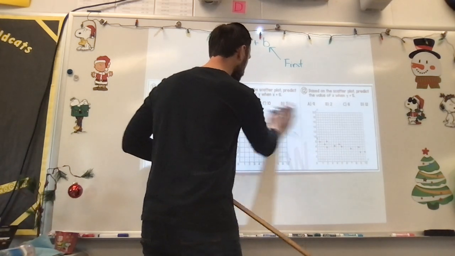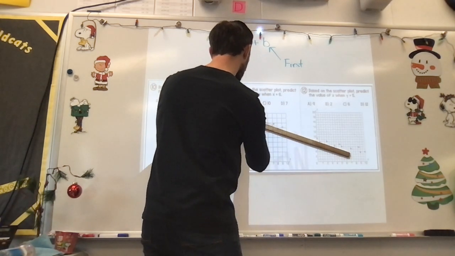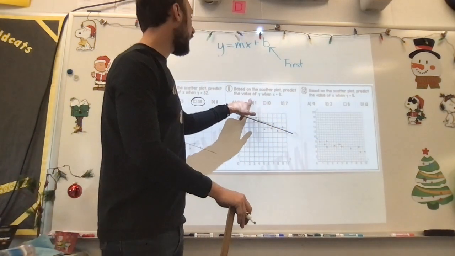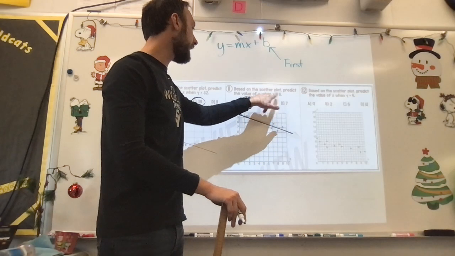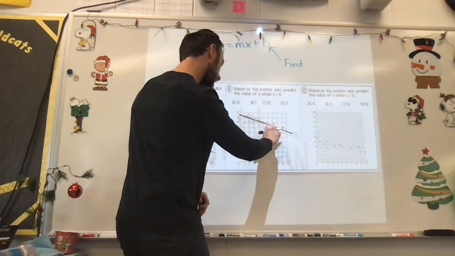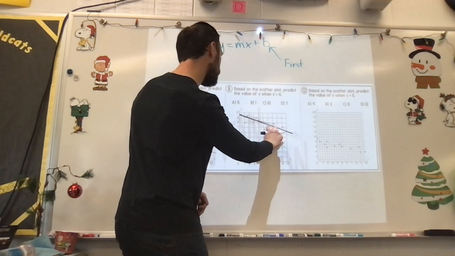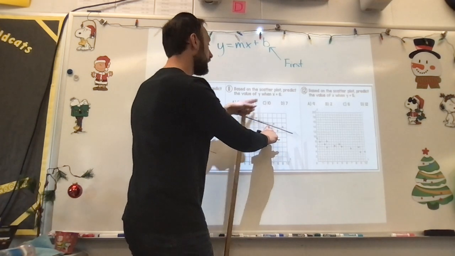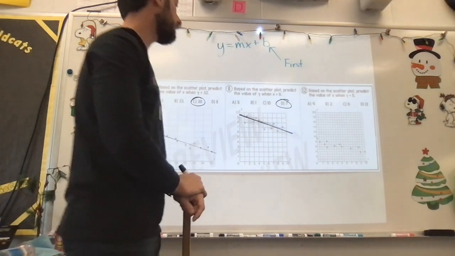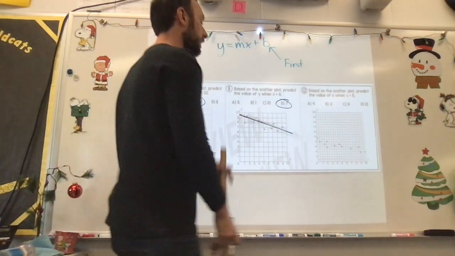Try that again. It's not bad. It says find the value of y when x equals 6. So now it says x equals 6. I go to 6 on my x-axis, go up to my line, and that's between 7 and 8. So my options are 5, 1, 10, and 7. It is closest to 7, so that's what I would predict would happen when x equals 6.